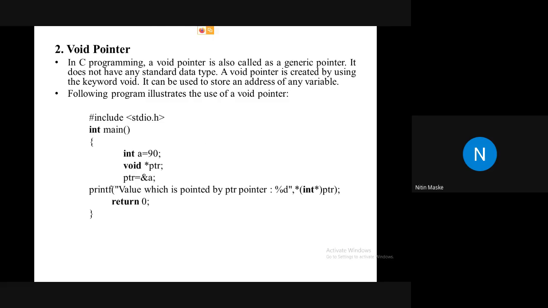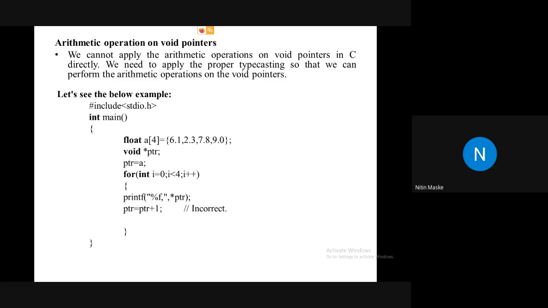So the second type of pointer we have covered, that is the void pointer. Arithmetic operation on void pointer. We have seen in the last example that we can perform arithmetic operations on a standard pointer, a normal pointer. But this is not our standard pointer, this is a void pointer. Here we can store the address of any data type, and we need to just typecast it into a specific data type.